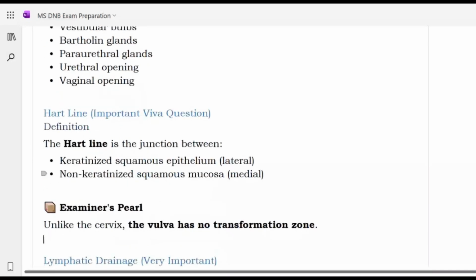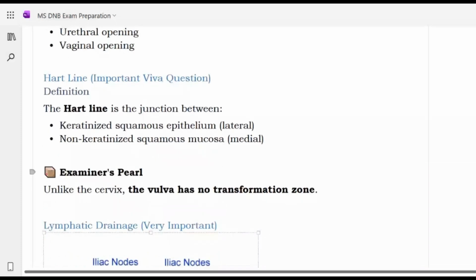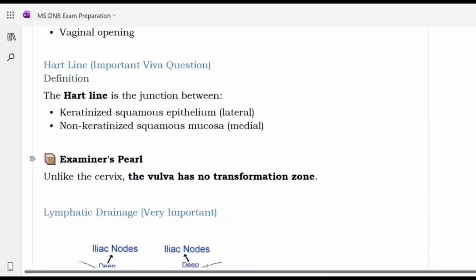One important landmark you should know is Hart's line. Okay, so this can be asked in the vivas also, the Hart's line. So what exactly is this Hart's line? Hart's line is the junction between the keratinized squamous epithelium, which is situated laterally, with the non-keratinized squamous mucosa, which is medial. Okay, so this vulva has got the squamous epithelium, but the lateral epithelium is keratinized, while the medial is non-keratinized squamous mucosa.